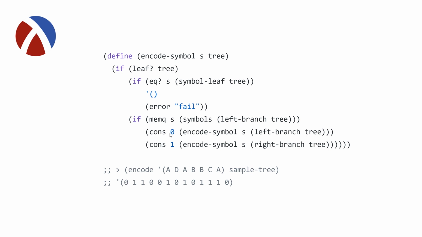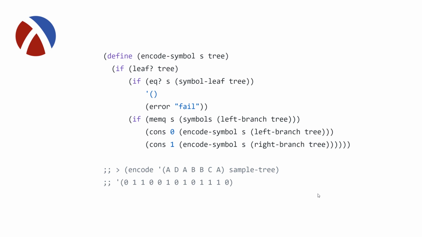So we're consing 0 to our result, and then recursively calling encode-symbol, passing it our symbol S, and going down the left branch of our tree. Otherwise, we're going right, because it exists in our right branch, hopefully, unless we're going to error at the end. We're encoding a 1, and then recursing down, making a call to encode-symbol, S, and going down the right branch of our tree.